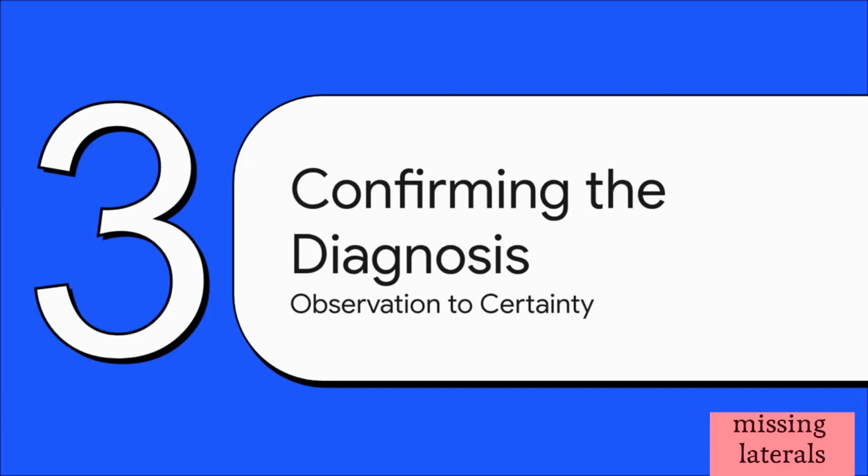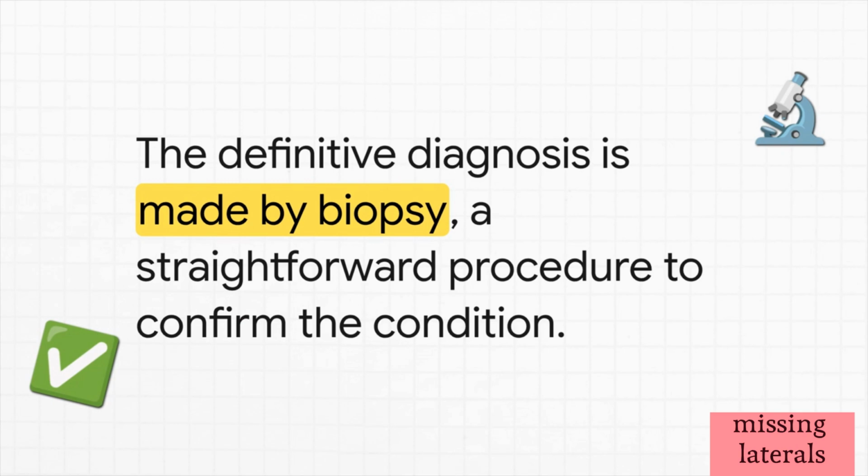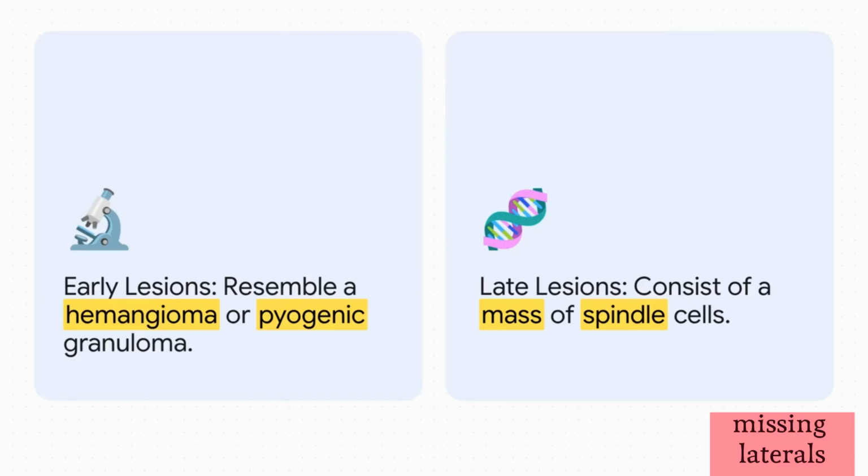Okay, so after seeing something that looks like this, how does a doctor go from just a suspicion to being absolutely certain? Well, that brings us to confirming the diagnosis. It's actually pretty straightforward. To get a definitive answer and see exactly what's happening with those cells, a biopsy of the lesion is taken. And what's really interesting is what they find under the microscope. An early lesion can look a lot like a hemangioma, which is just a common, harmless growth of blood vessels. But in a late-stage lesion, it develops this very unique appearance, a solid mass of spindle-shaped cells.